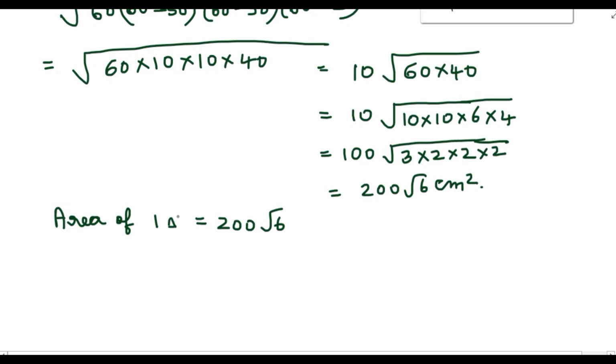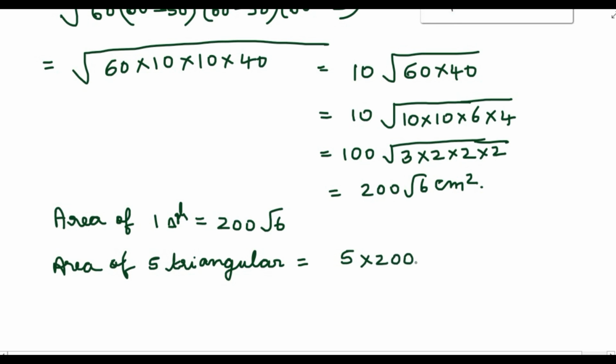Therefore for the area of 5 triangular pieces, you need to multiply this answer with 5. So area of 5 triangular pieces is equal to 5 into 200 root 6, which is equal to 1000 root 6 centimeter square.